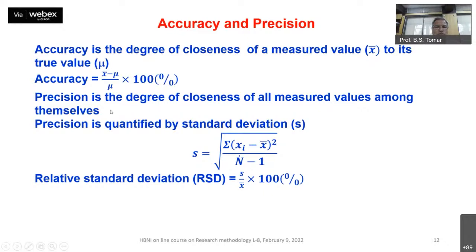Then another quantity is called the precision. Precision is the degree of closeness of all measured values among themselves, and it is quantified by the standard deviation, which you calculate by this formula. Many times, to compare different measurement values, you say percentage RSD, relative standard deviation: standard deviation upon x bar into 100 percent. So these are the three quantities many times you will quote when you are doing measurements.